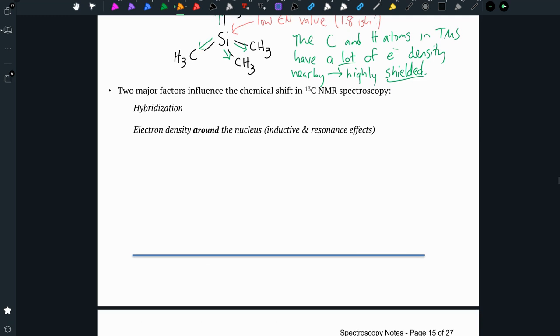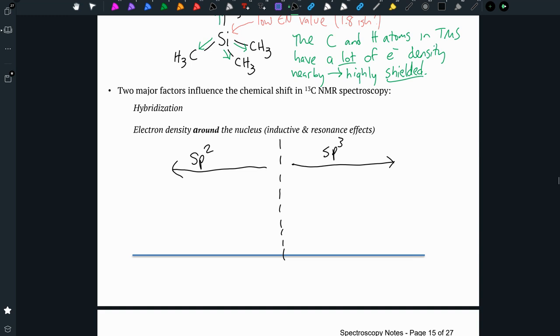So there are two major factors that influence chemical shift. The first is hybridization. So every NMR is going to be split down the middle, roughly. And we're going to have sp2 hybridization on one side and sp3 hybridization on the other. sp hybridization is more complicated. You don't encounter it as much, so I'm not even going to bother addressing it.